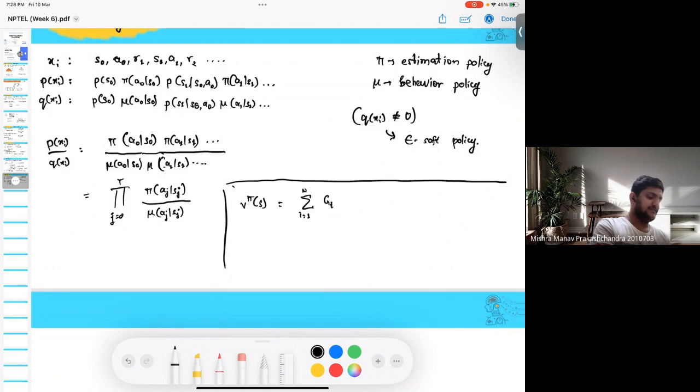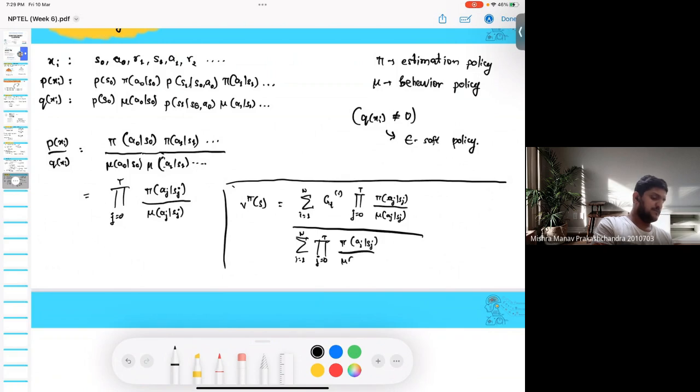So my LHS is simply the value function, and for the RHS I'll substitute for f of xi, which is Gt, times the product over j from 0 to t of pi of Aj given Sj over mu of Aj given Sj, divided by the sum over the products of pi of Aj given Sj and mu of Aj given Sj. Okay, so this is how one can typically work with an off policy Monte Carlo setup.